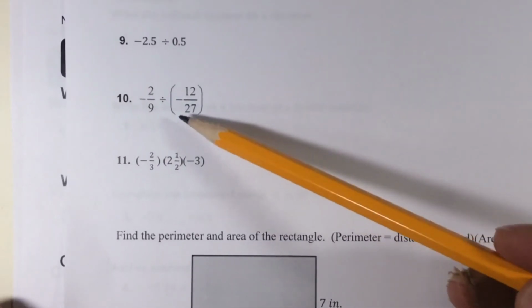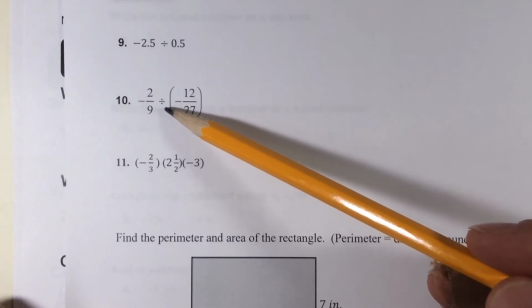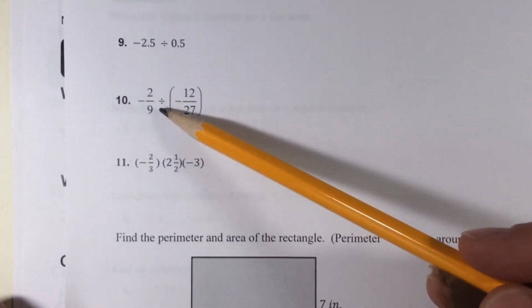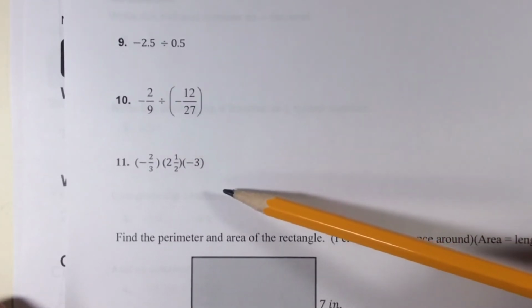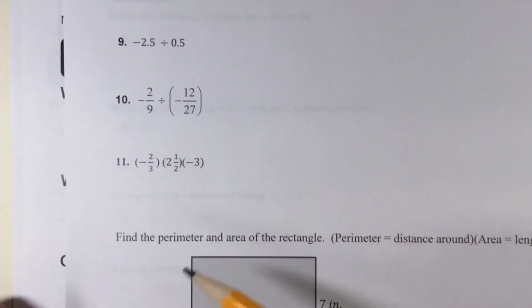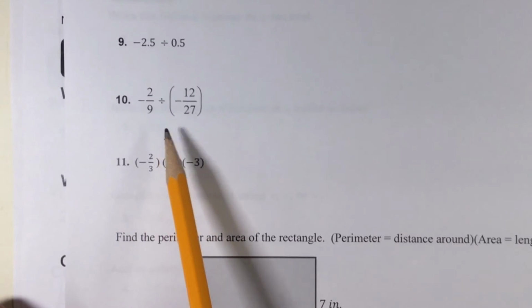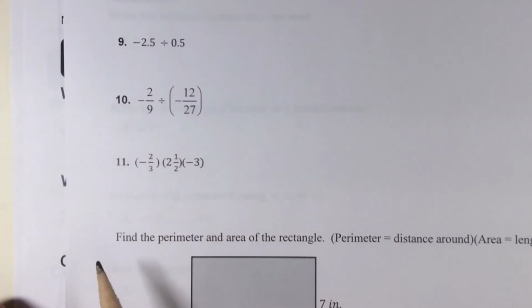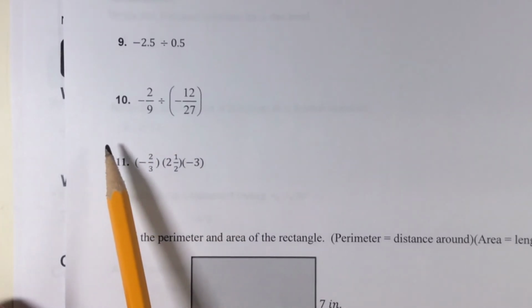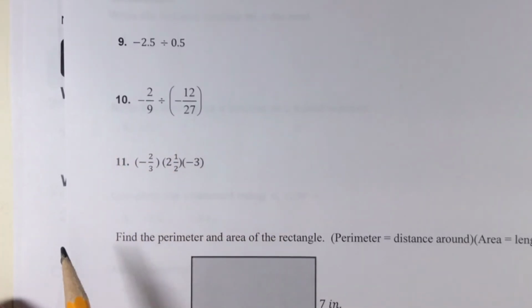With fractions here, dividing here. So -2/9 divided by -12/27. And remember, you'll have to keep the first fraction, turn it into multiplication, and invert the second fraction. And then simplify before you multiply. And same sign, positive, different sign, negative.